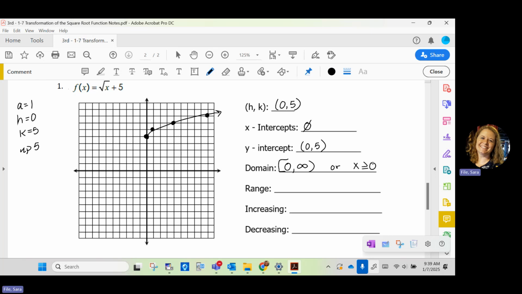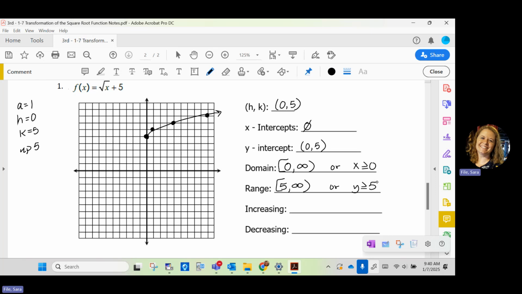The range has changed because the range is low to high, and the low point of this graph is different because the graph is shifted up. What's the low point now? 5. And it goes up forever. So it's 5 to infinity for the range, or you can write that as y is everything greater than or equal to 5.